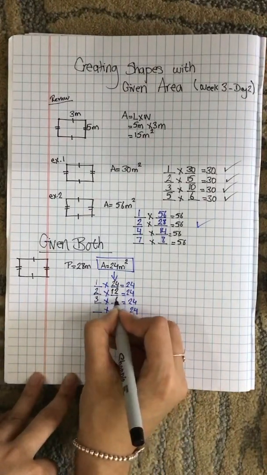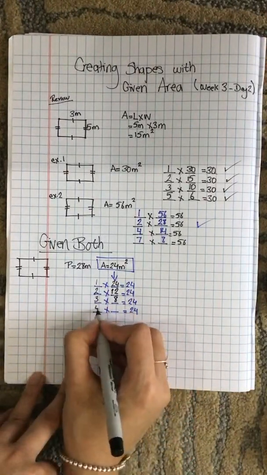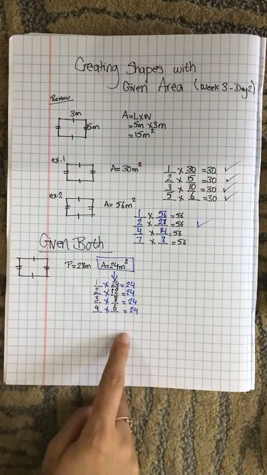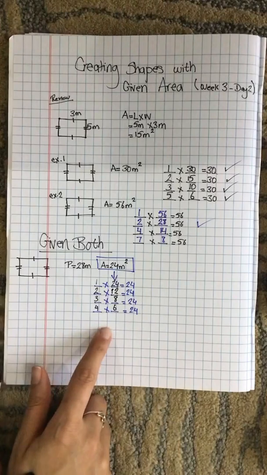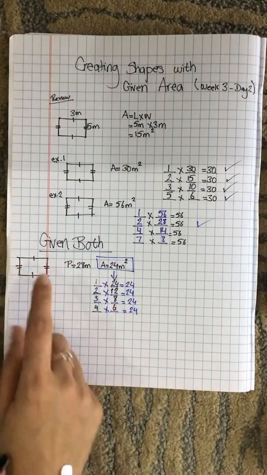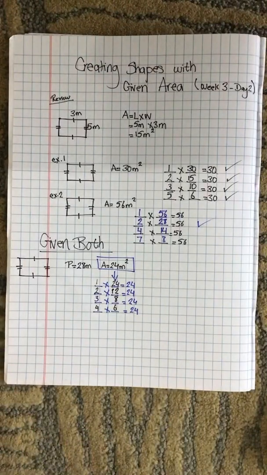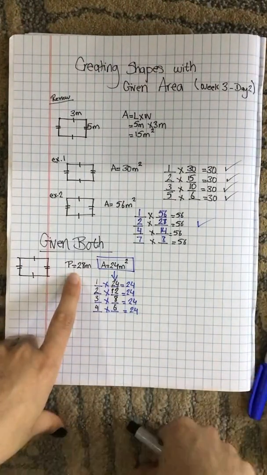3 times 8. And then 4 times what? 6. Okay, these are all the different possible answers for this question. But not all of them are going to be right, because, let's see why. Now, remember perimeter means you're adding all the sides.